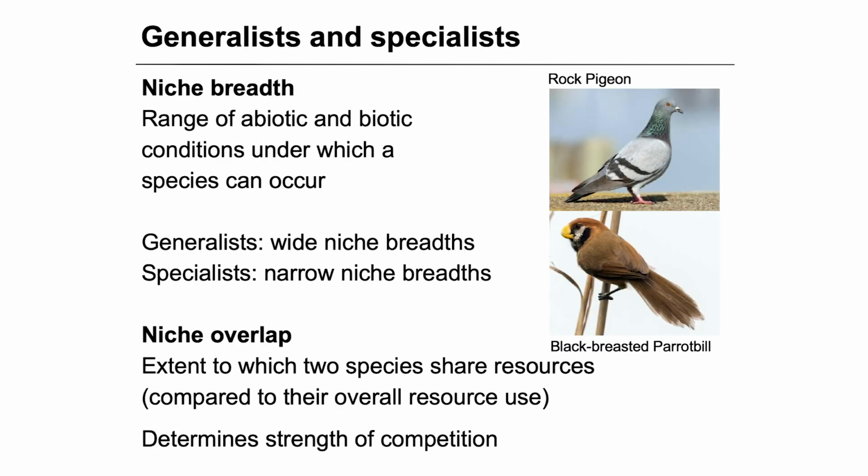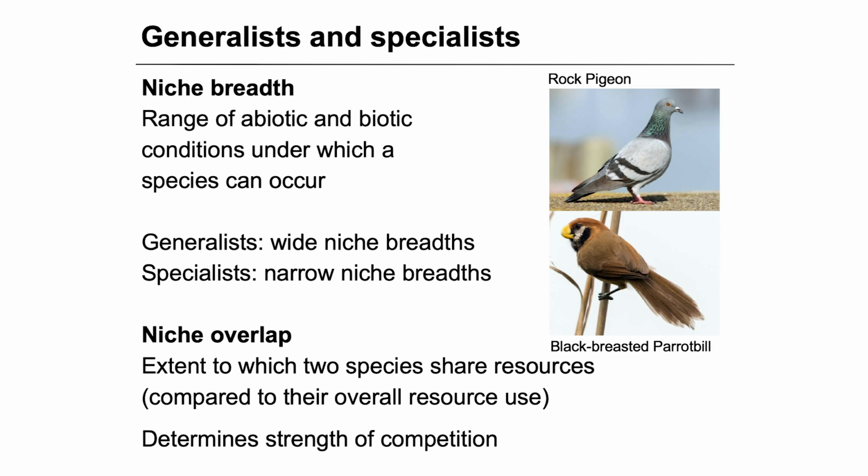So when you talk about niche, there's something called niche breadth. Niche breadth is the range of abiotic and biotic conditions under which a species can occur. So some species have wide niches. They're called generalists, right? Because they can occur and live in a wide variety of environmental conditions, like the rock pigeon, right? You see it in various kinds of habitats, and it does well in various kinds of habitats.